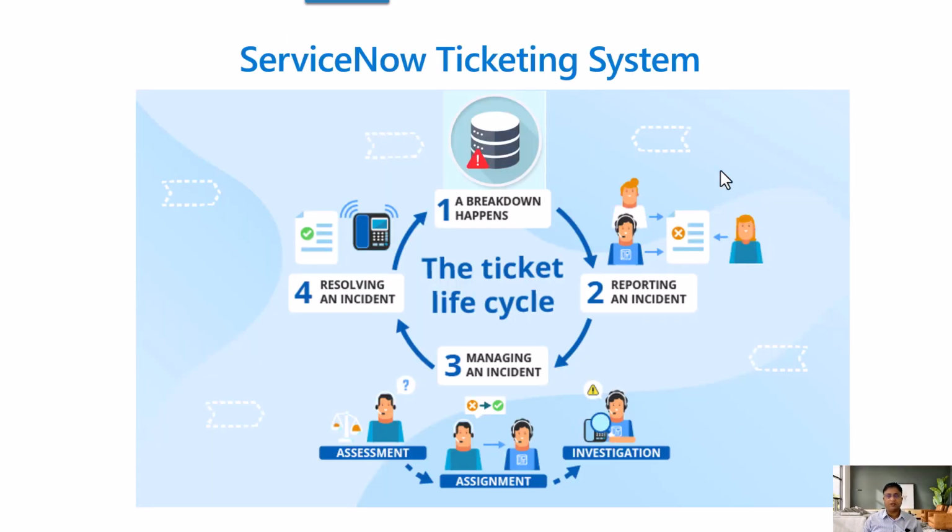Let's understand the ServiceNow ticketing system. First, an incident happens, like in this example, the SQL database is not responding. Second, some users experiencing this issue will report this incident. Once the incident is reported, it goes to the incident management team, where they will start the assessment of the issue and assign a particular set of individuals who will assist with this ticket, and then they will start the investigation. Once they find the root cause, they will fix that issue and then the incident will be closed. This is a typical ServiceNow ticketing system.